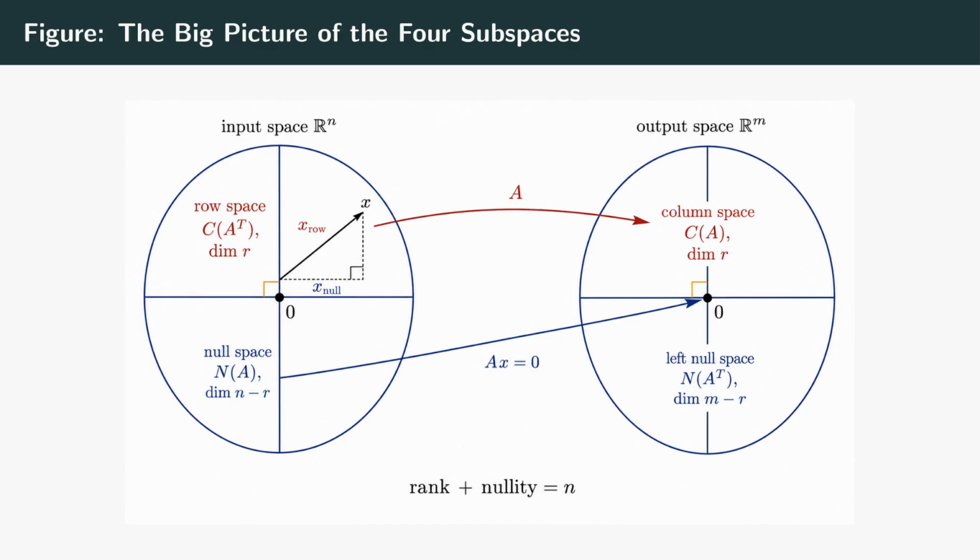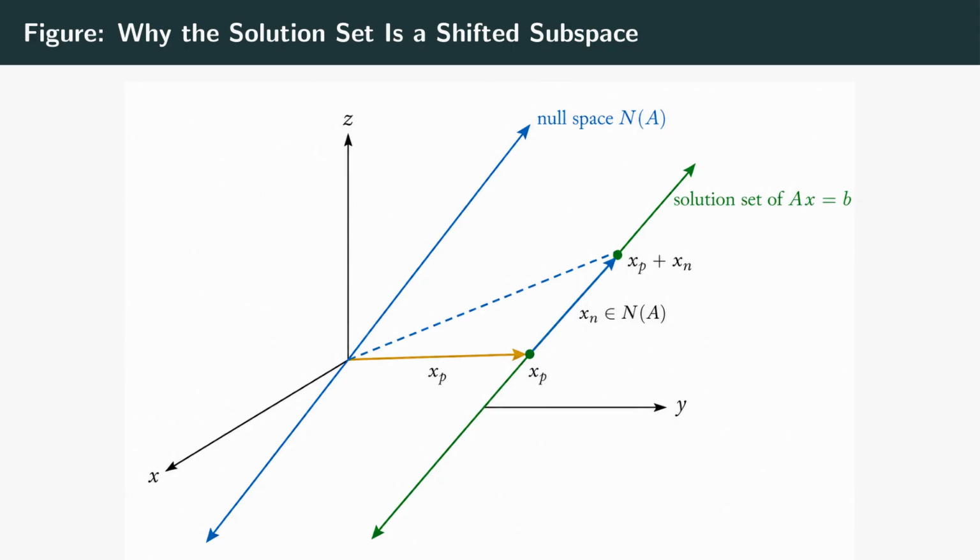Rank plus nullity equals n along the bottom, existence on the right in the column space, uniqueness on the left in the null space. This figure makes the complete solution visual. The blue line through the origin is the null space, the set of all vectors A sends to 0. The green line, parallel to it but not passing through the origin, is the solution set of Ax equals b. The gold arrow from the origin reaches one point on the green line. That point is a particular solution, xp.